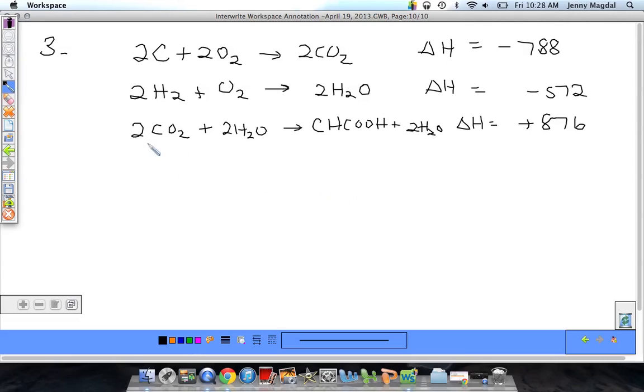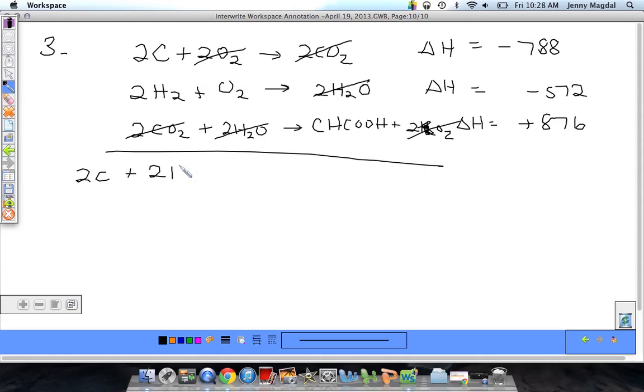at the things that I can cancel out. I have 2 CO2 on my reactant side as well as my product side, so that cancels out. I have 2 H2O on my product and reactant side, so they cancel out. Did I rewrite something wrong? I did. This should be O2. I have 2 O2 here and here, so those cancel out. So my target equation, 2 carbon plus 2 H2 plus O2 does indeed yield CH3COOH.